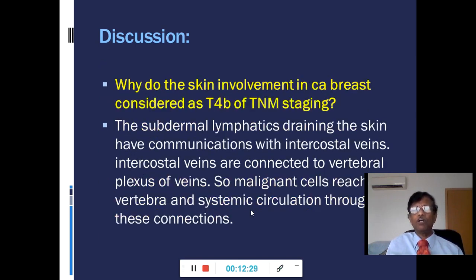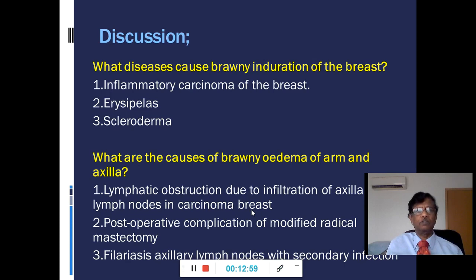Why is skin involvement in carcinoma breast considered as T4B of the TNM staging? The subdermal lymphatics draining the skin have communications with the intercostal veins. Intercostal veins are connected to the vertebral plexus of veins. So, malignant cells reach the vertebra and the systemic circulation through these connections. So, that's why it is considered to be T4B, advanced.